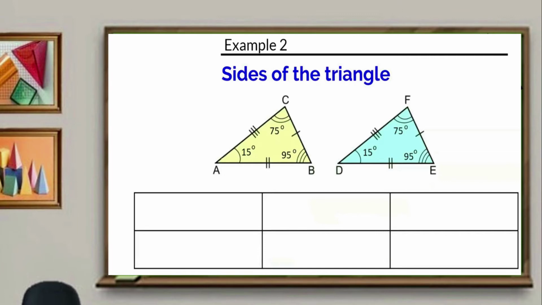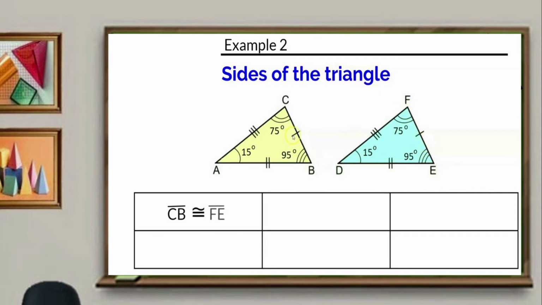Example number 2. Sides of the triangle. For side CB, there is one hash mark. For side AB, it has two hash marks. And for side AC, it has three marks. We will look for the same number of marks on the second triangle to show that two triangles are congruent. So, side CB is congruent to side FE because they have the same number of marks.